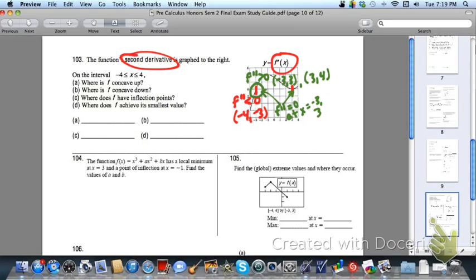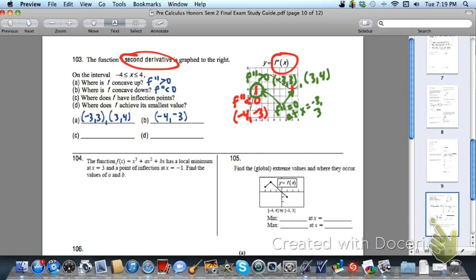As I was analyzing the graph of f double prime, and as I look over here at part A of question 103, I see: where is f concave up? From the initial analysis of f double prime, we can see clearly that f is concave up as long as you understand that f is concave up when f double prime is positive and concave down when f double prime is negative. So f double prime is positive on the intervals from -3 to 3 and also from 3 to 4. f is concave down where f double prime is negative. As we said, that occurs between the x values of -4 and -3.